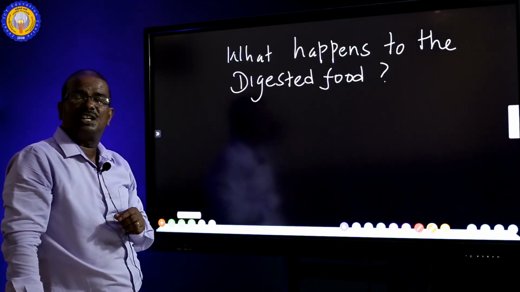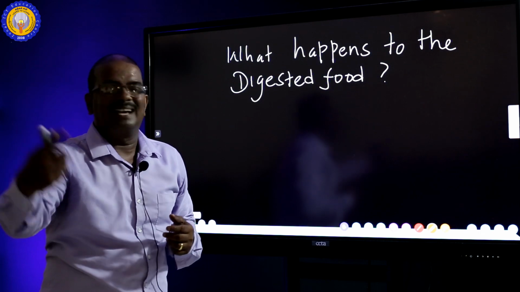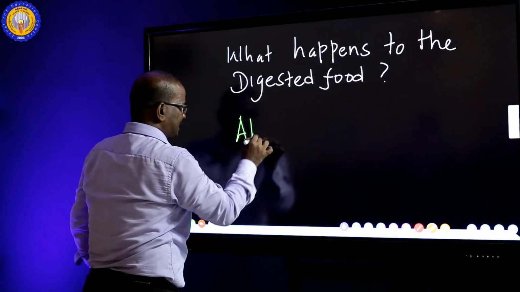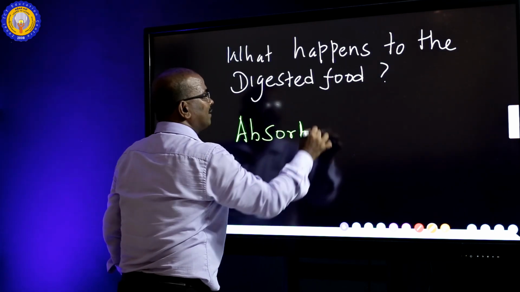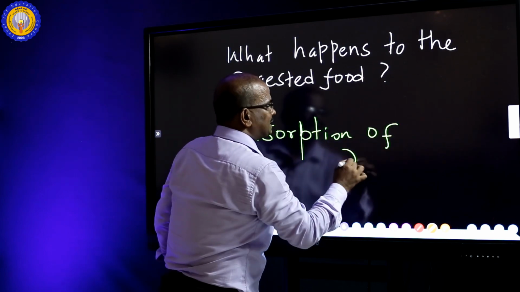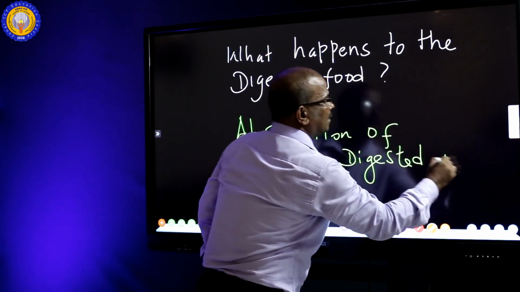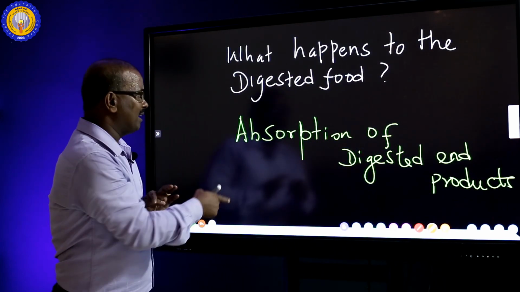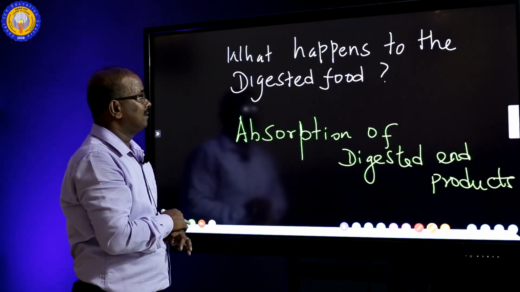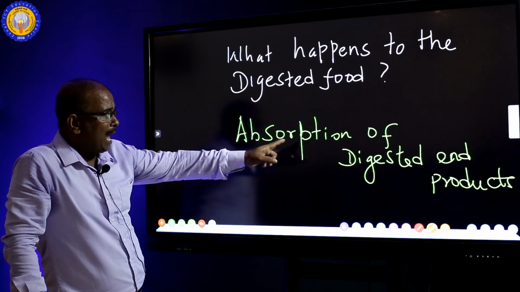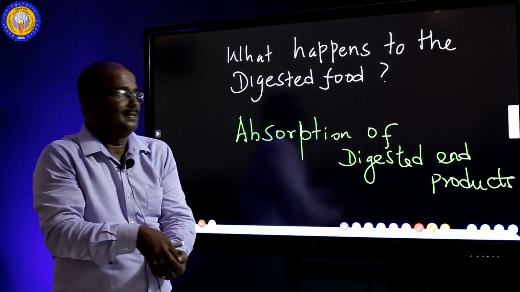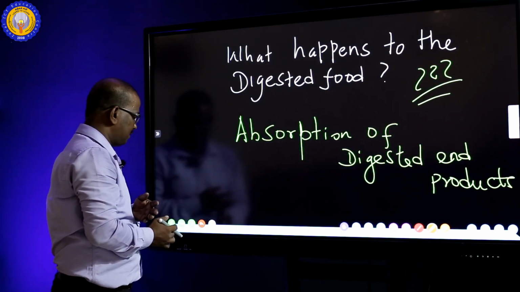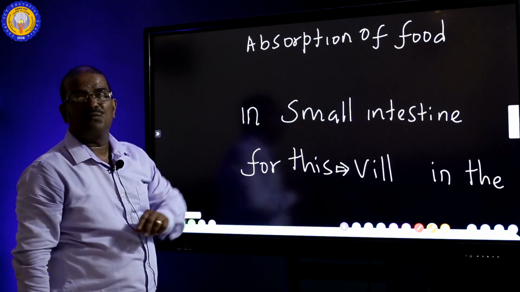What happens to the digested food? The second function of the human digestive system is the absorption of digested end products. First function, food digestion. Second function, absorption of digested end products. What is the answer? Absorption, absorbed. So absorption of food.